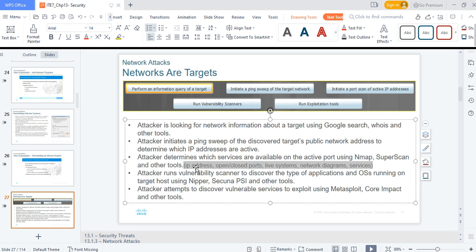Right? So attackers run vulnerability scanners like Nipper and Sukana. These tools, even with Nmap or as well as Nmap, will be able to do OS fingerprinting.